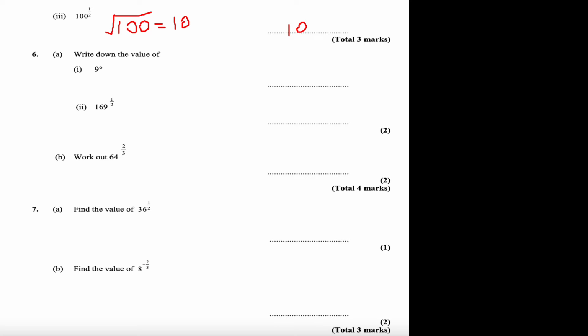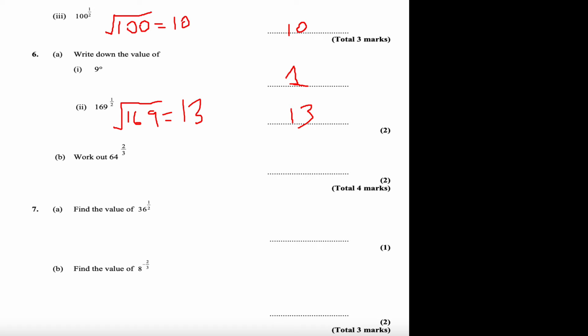Question number 6a i. Write down the value of 9 to the power of 0. Well, anything to the power of 0, guys, like I said, is just 1. Part ii, 169 to the power of a half. Well, the square root of 169 is going to be 13. So 13 squared, or 13 times 13, is equal to 169. So therefore, the square root is going backwards.